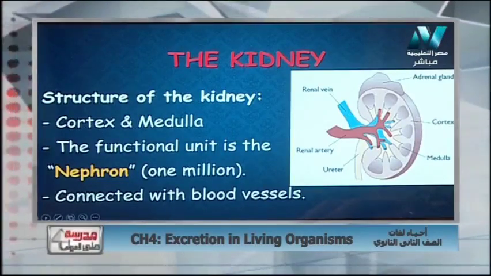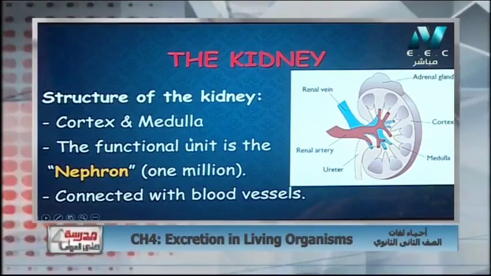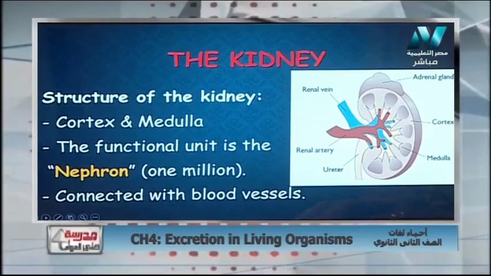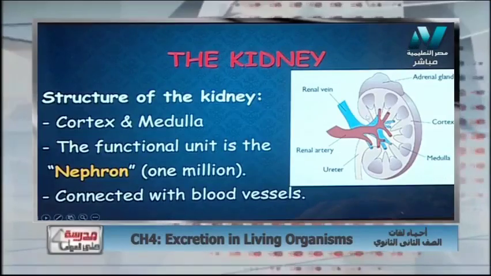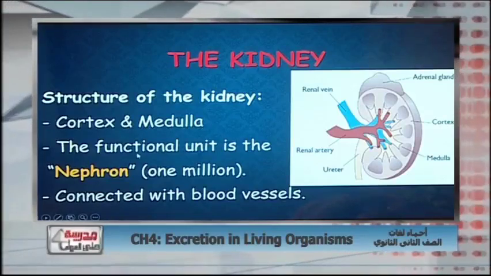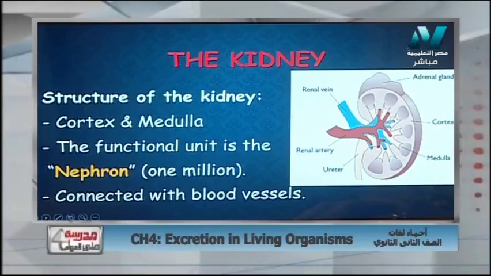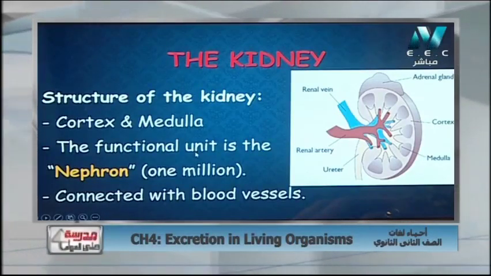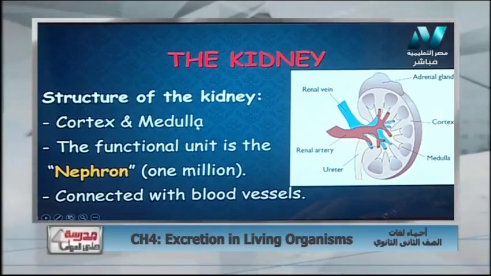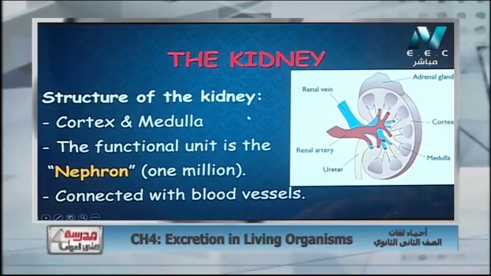Again, the cortex and the medulla. Scientists examined the anatomical structure of the kidney, and they found that it is composed of about 1 million functional units, which are called nephrons. So the nephron is the functional unit of the kidney. Actually, it is the functional and structural unit of the kidney. Each nephron carries out its function in the same way as the others, so they are similar in function and similar in structure.